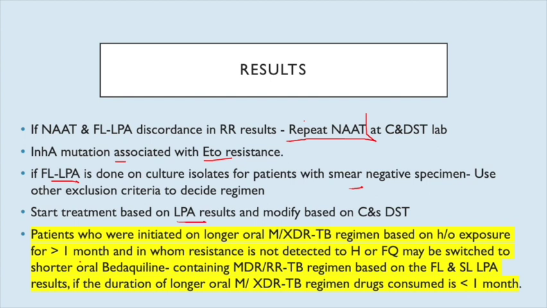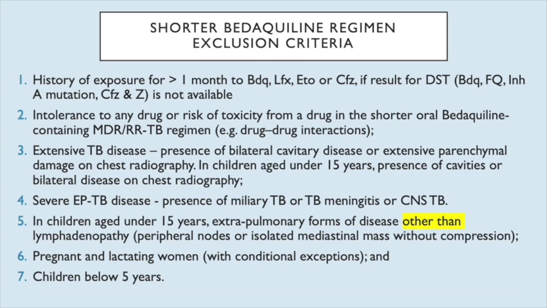If in a patient resistance is not detected to INH or fluoroquinolone, then we can switch them to a shorter regimen once we kept them on a longer regimen, based on the first line and second line LPA. But remember, they should not have consumed second line agents for more than a month. So these are the exclusion criteria for the shorter bedaquiline regimen. The first, as I said, is that if he's had an exposure to second line agents for more than a month, we will not start a shorter regimen.